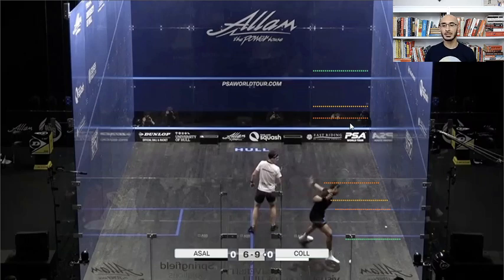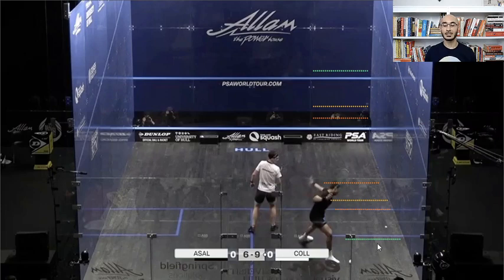So I hope through these lines you can see the yellow line on the front wall is where the ball bounced. The red line is where Asal hit it lower and approximately as hard as Coll, so it bounced even shorter. And then he hit it at a similar height to these lines, but then it got further because he put more pace into it. But you see, if you hit this low, even if you put pace, and Asal has a tremendous amount of pace and power, the ball still stays fairly short.